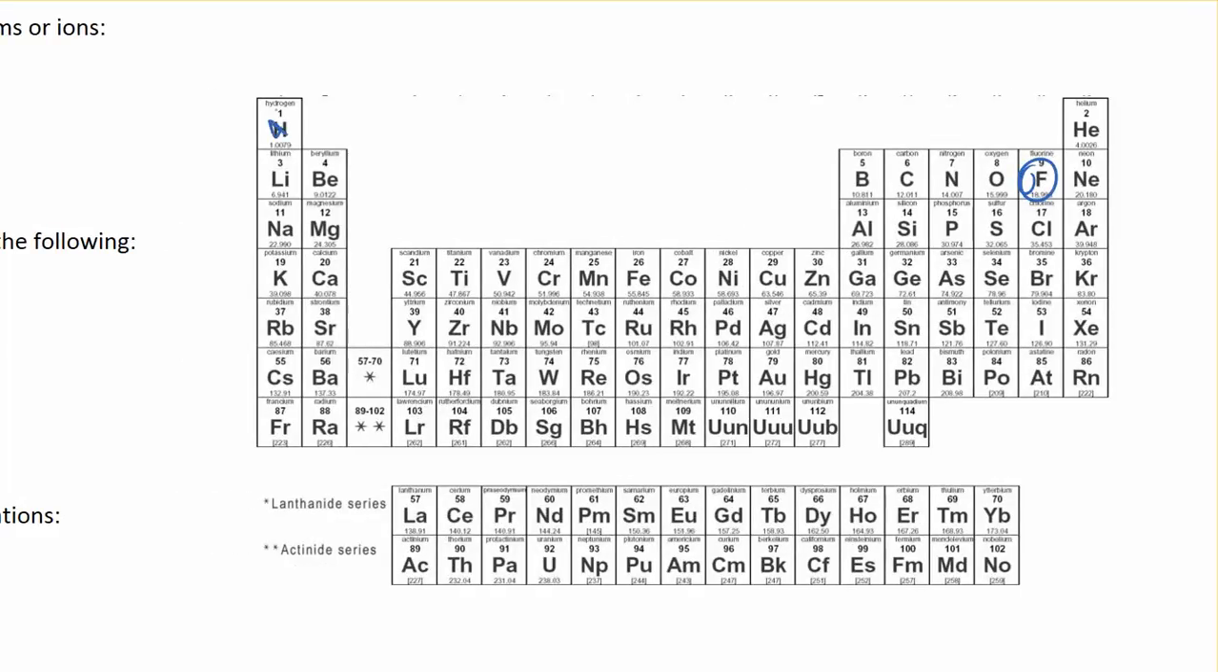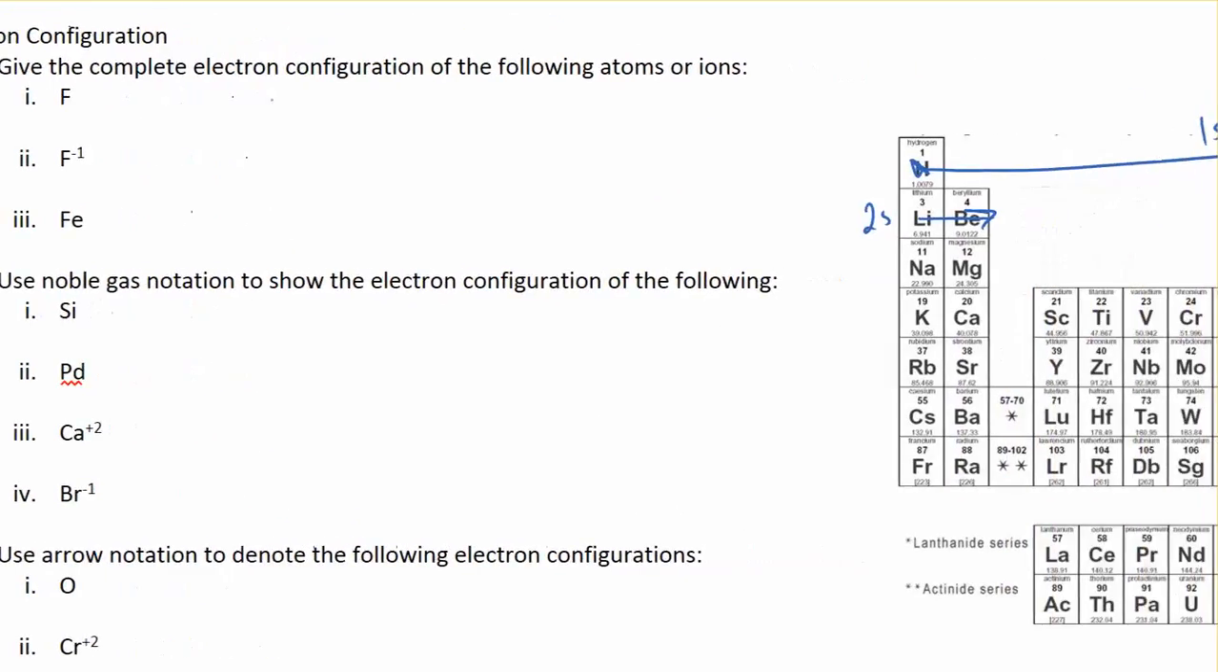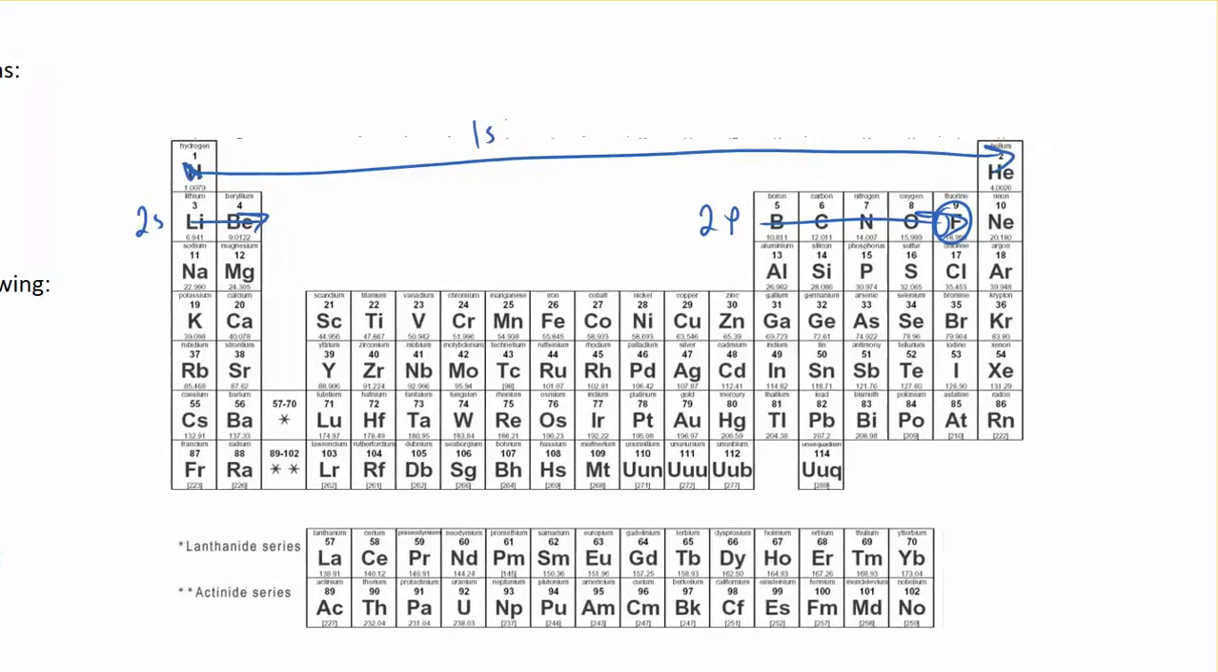We'll start at hydrogen, and we'll walk our way across the periodic table. To get to fluorine, you first walk through the 1s orbital, then the 2s, and then most of the 2p. That's going to give a fluorine atom an electron configuration of 1s2, 2s2, 2p5. 2 electrons in the 1s, 2 in the 2s, 5 in the 2p.